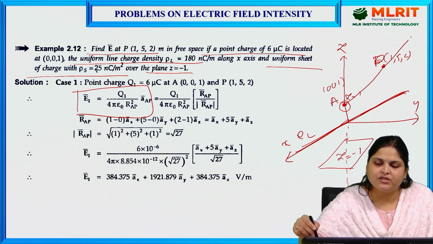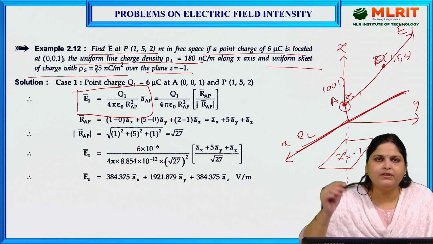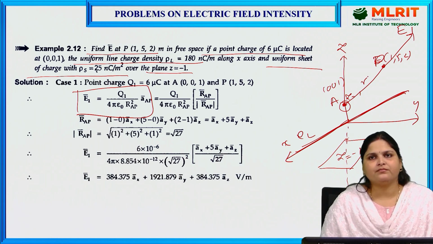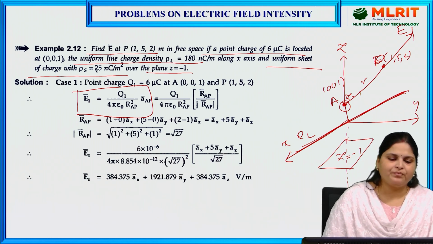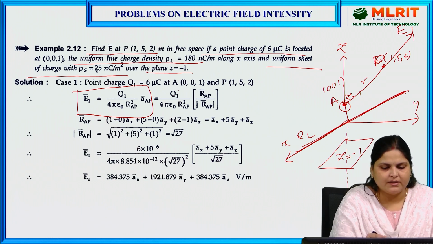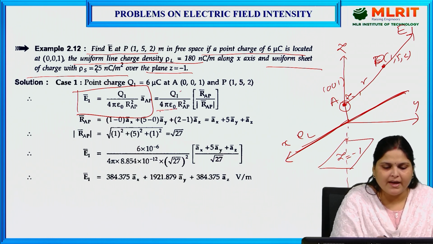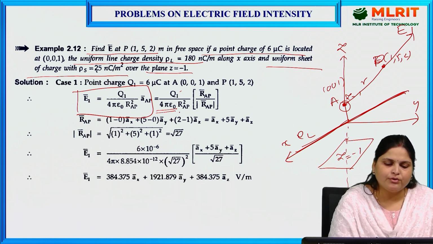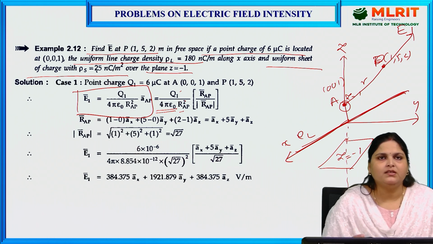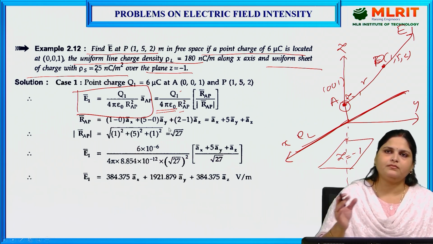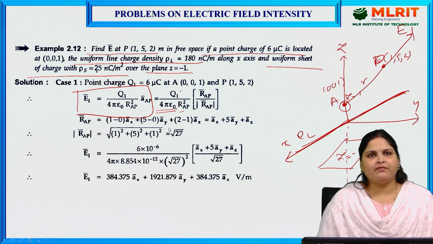Its direction will be something like this. This is our field E1, and this is R or RAP. Q1 is given as 6 microcoulombs, so we don't have to find that. 4 pi epsilon naught, we already know this value. We need to find the unit vector and the shortest distance between the point charge and the point where we are finding the field, right?